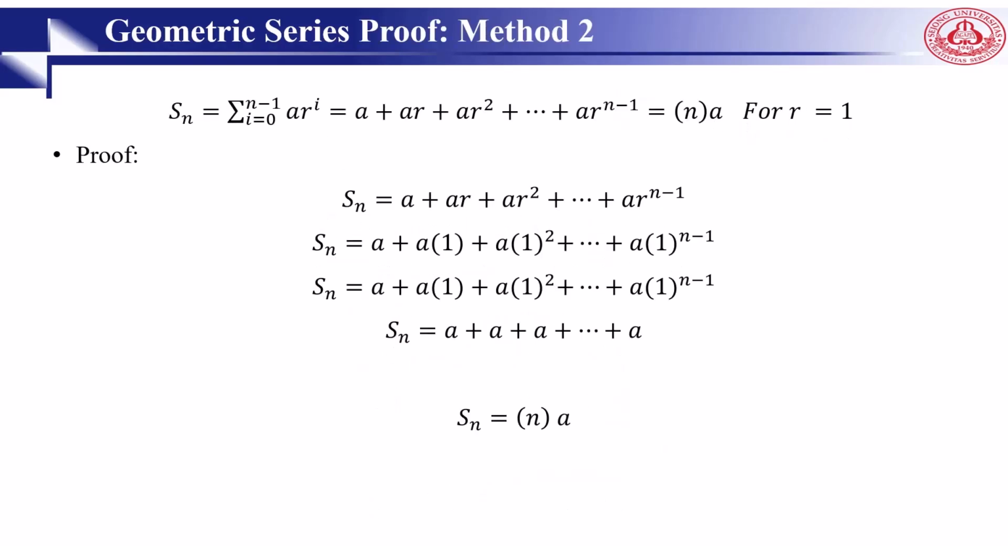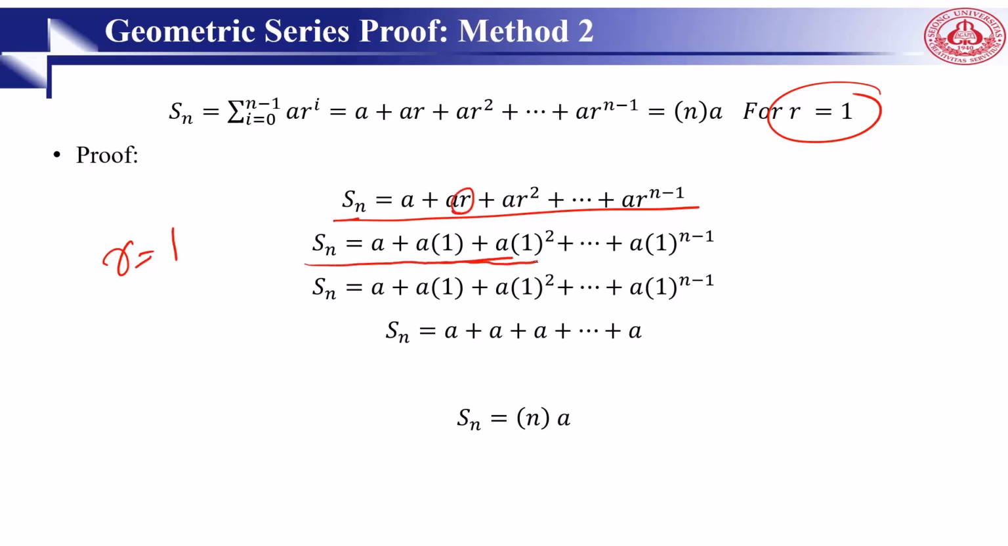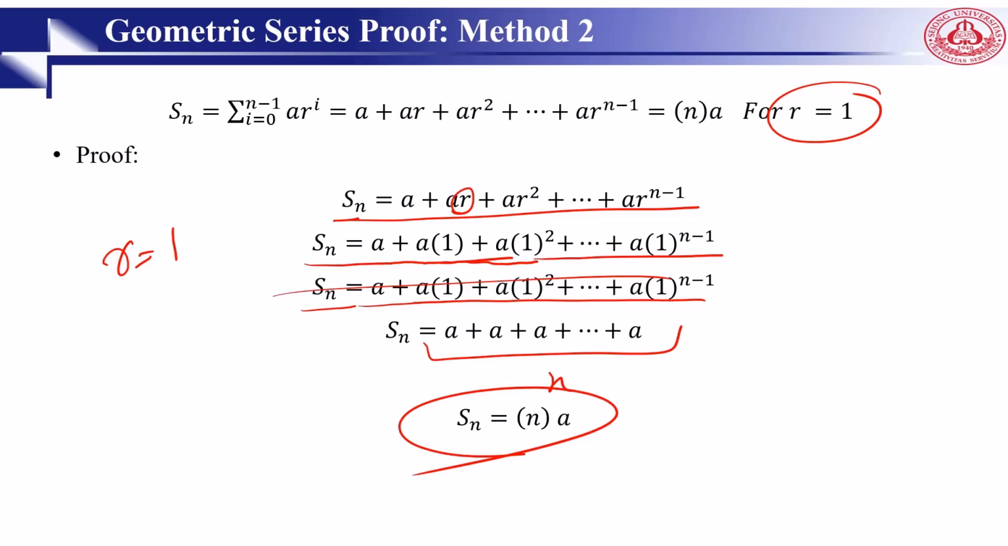Here we consider the case where r equals 1. Again, very simple. We consider Sn equal to the rest. If r equals 1, then Sn will be a plus a1 plus a1 squared up to here, because r is 1, right? Then this can be written as Sn equals a plus a plus a plus up to a. So how many a's do we have here? n. Then it is na.